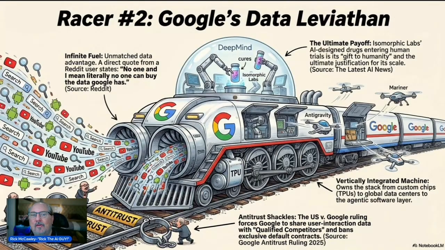All right, so Google, why is it number 1? Racer number 2. It's got DeepMind. It's going to cure everything, right? It's got a built-in infinite amount of fuel because it scraped all of YouTube. So it's got the TPUs, which are tensor processing units. That's how it makes its own large language model.